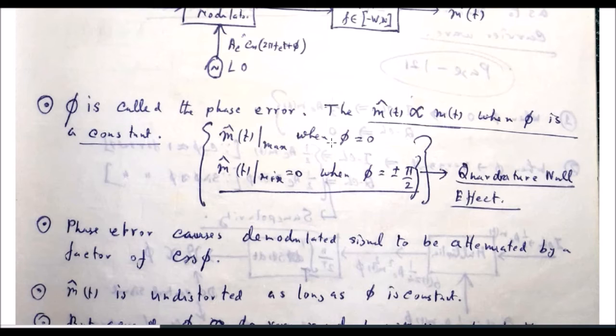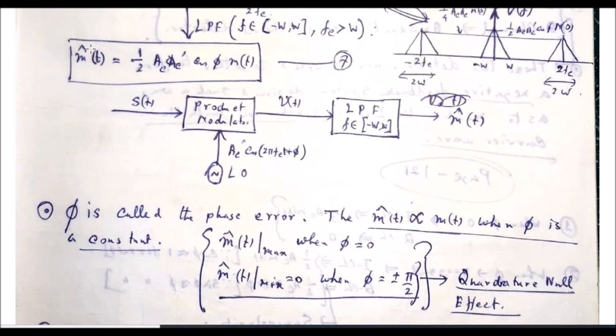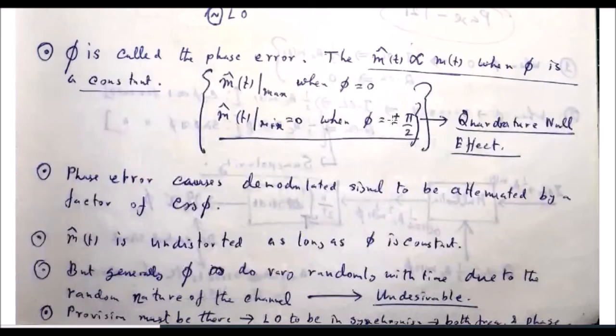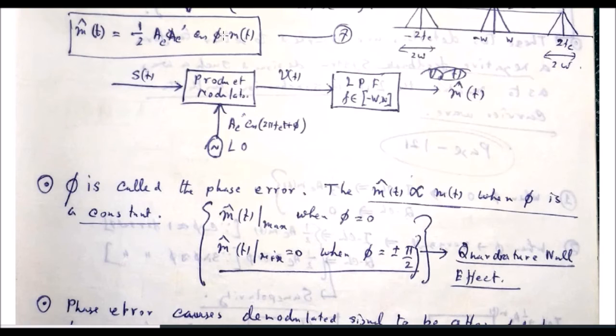So simply you have to avoid this quadrature null effect, that is one thing. And another thing is that if phi is independent of time, or constant, then the output of the synchronous detector will be a scaled version of the transmitted message signal. So there will be no problem. But if phi is changing with time, then what will happen? Cos phi will be a problem. Then cos phi will always affect the received signal, and efficient reception is not possible.